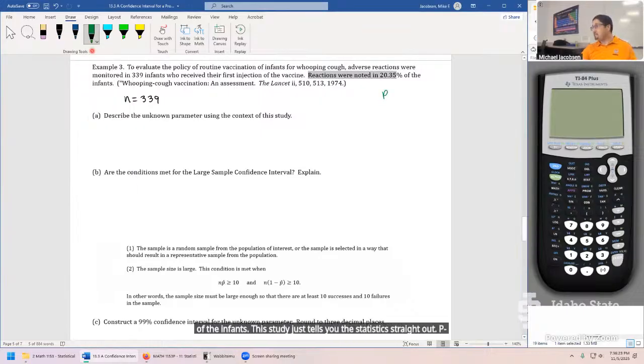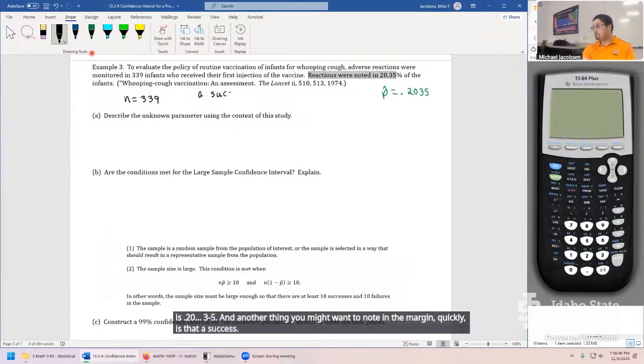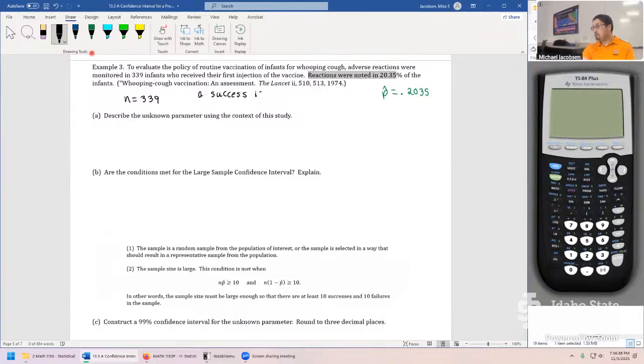P hat is 0.2035. And another thing you might want to note in the margin quickly is that a success is the outcome of having an adverse reaction.